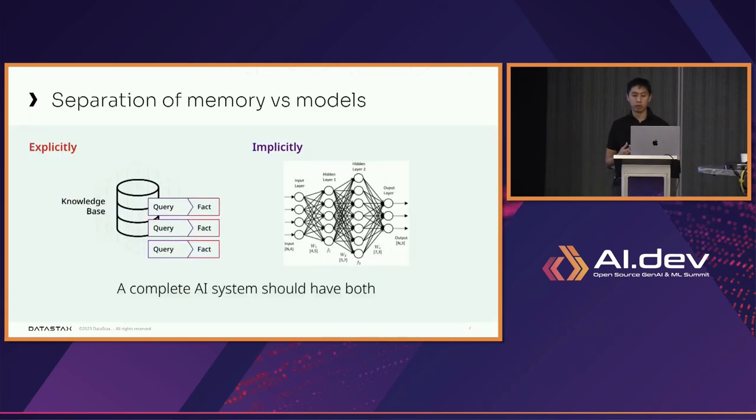So let's talk about the separation of memory and models. There are two ways to represent knowledge in an AI system. One is you represent the information explicitly as facts in a database, or you represent the information implicitly in the weights and biases and the connections of a neural network. Most of the energy that you've been hearing about from the hyperscalers in particular, and OpenAI, is focused on the large language model, on number two. But you actually want to have both. It's about how a system that represents information explicitly and one that represents it implicitly work together that gives you the true power of AI, just like a human being.